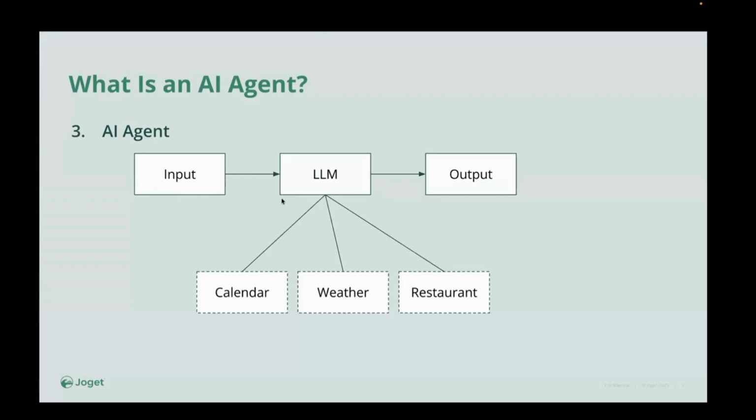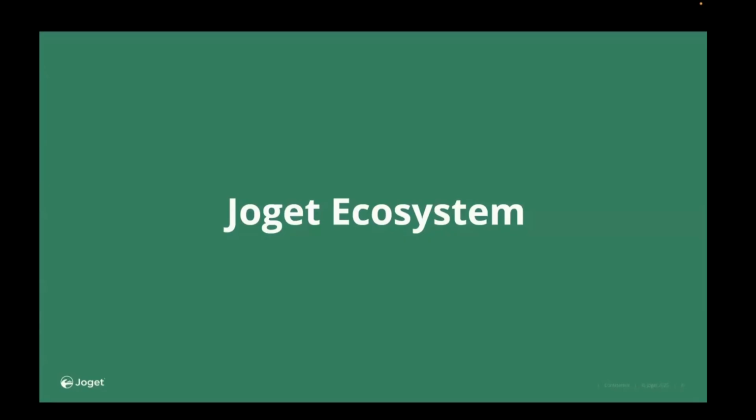So of course, this is a very simplistic explanation of what an AI agent is, and there are actually various depths or various levels of AI agent categorizations that we can go into. I would believe there will be lots of information out there, because AI is a very trendy topic nowadays. So this is just a very quick introduction on what an AI agent is. And let's then go into the Joget ecosystem.